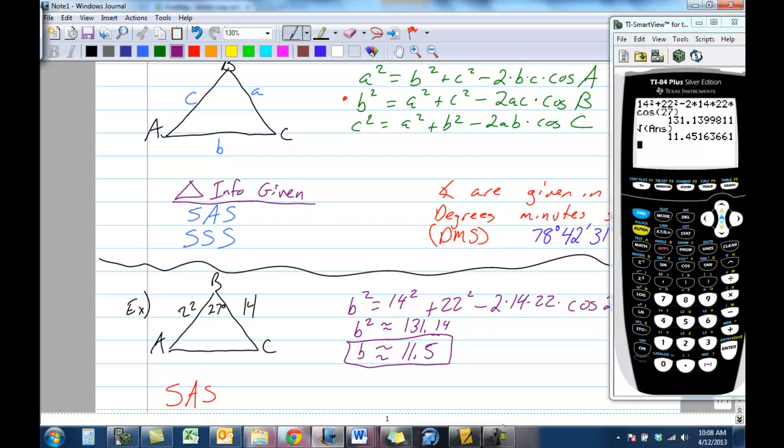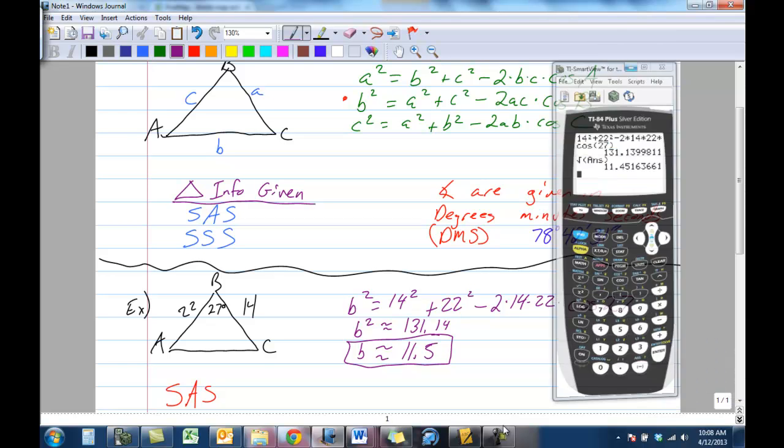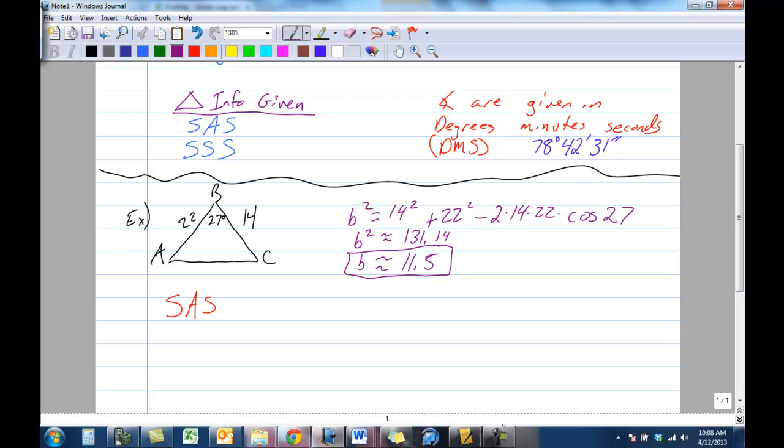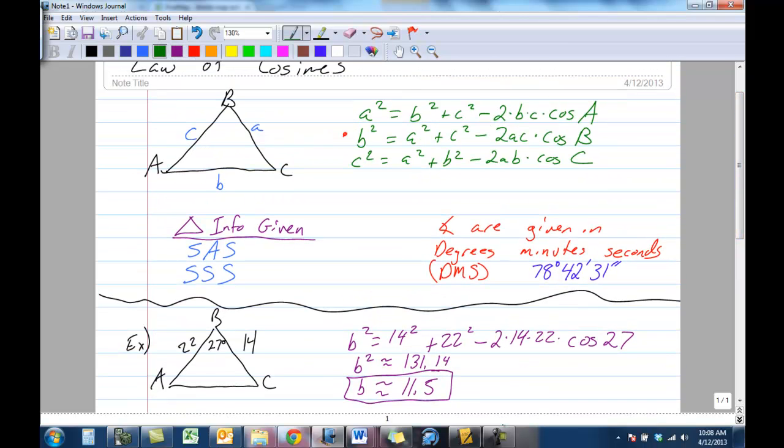Right? Great. So now we got B. That's fantastic. But now we got to find the other two angles. Right? So let's work on angle A here. Let's find A. So if we're going to find A, we're going to use the A formula.